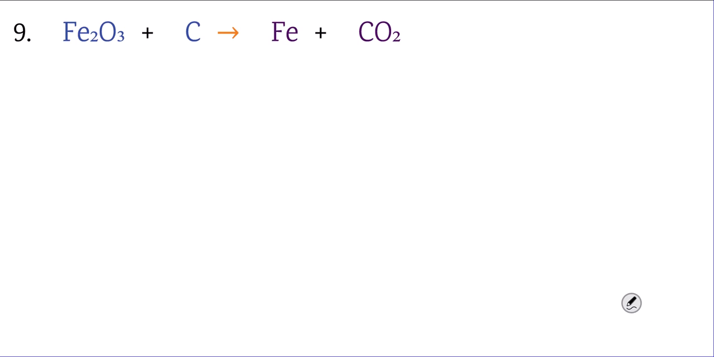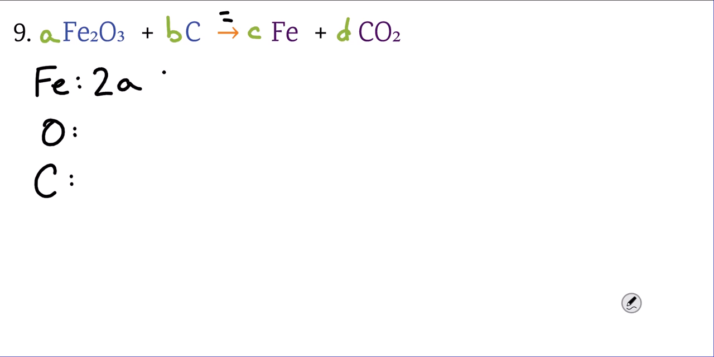We're going to balance this using the algebraic method. First, put in variables A, B, C, and D because we have 4 chemical species. The linear equations will be based off of each atom type. We have iron, oxygen, and carbon. There are 2 irons associated with A and 1 with C.